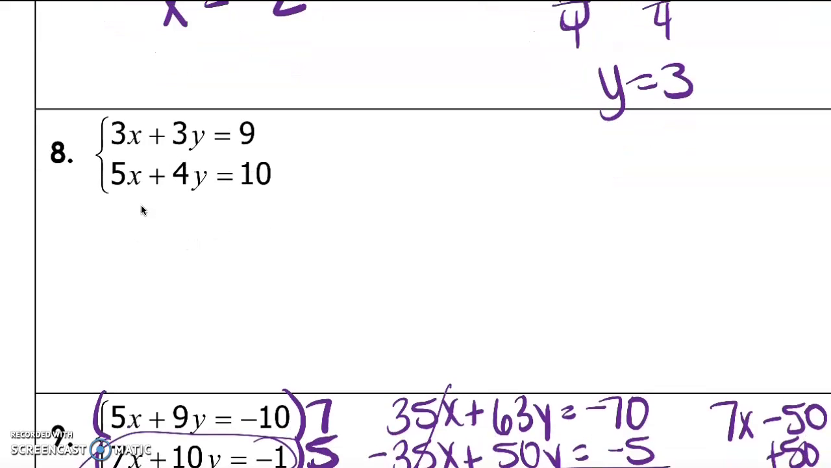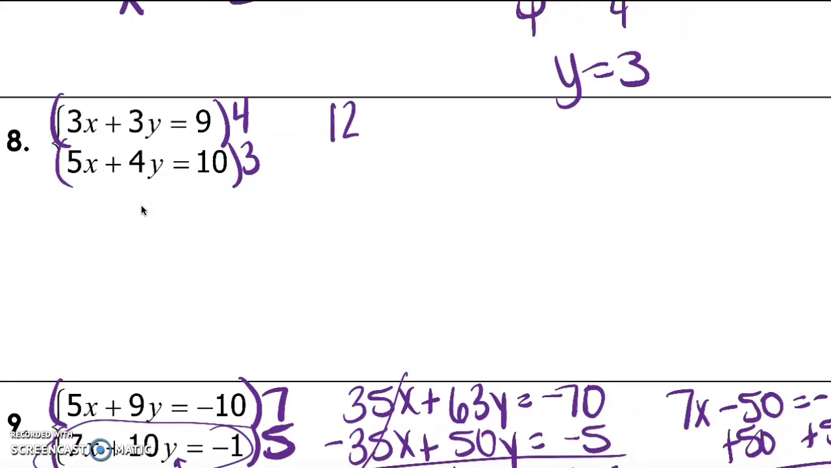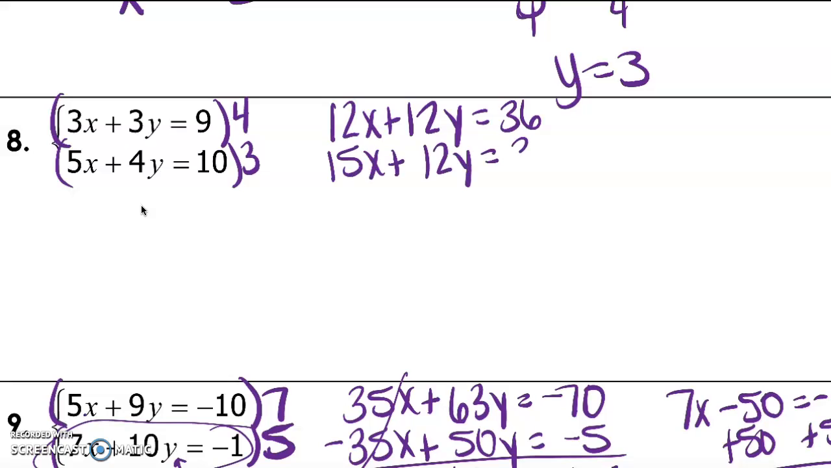Number 8. This one we cannot get from 3 to 5 or 3 to 4. So it is your choice if you want to get the x's to be 15 or if you want to get the y's to be 12. I'm going to get the y's to be 12. So I need to multiply the top one by 4 and the bottom one by 3. So you just multiply the top one by one of the bottom coefficients and then vice versa. So 12x plus 12y is equal to 36. 15x plus 12y is equal to 30.